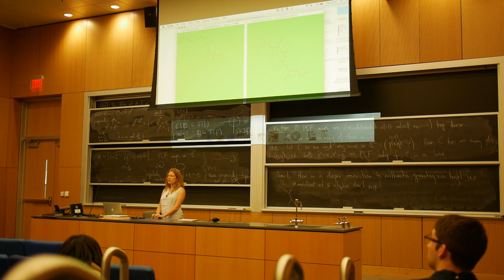There's a lot of stuff that I haven't talked about today about local dynamics around periodic points, but those are the kind of techniques that you need to answer that kind of question and to show the self-similarity of the Julia set, actually.